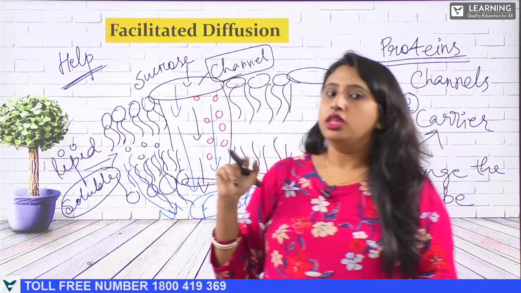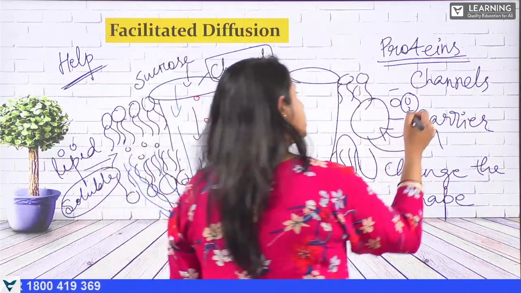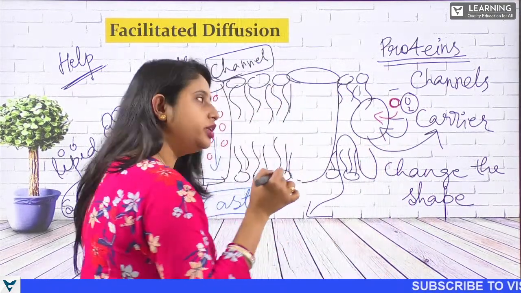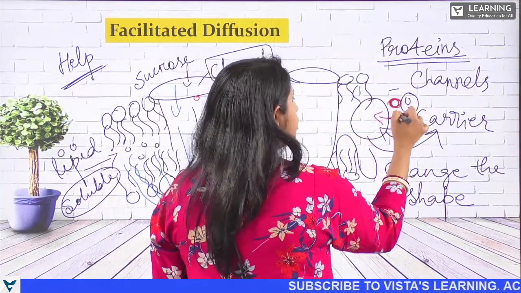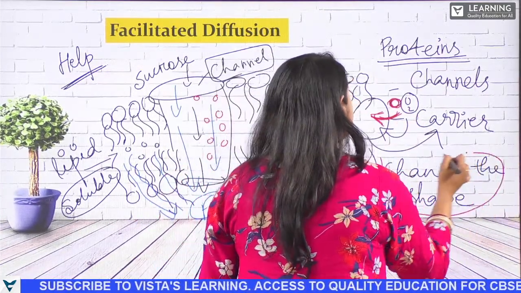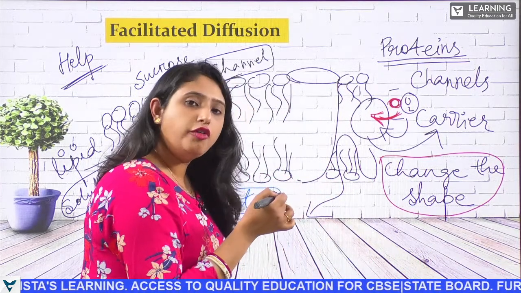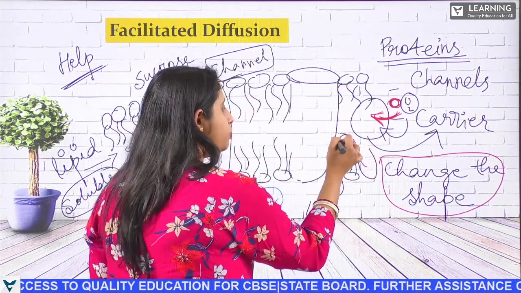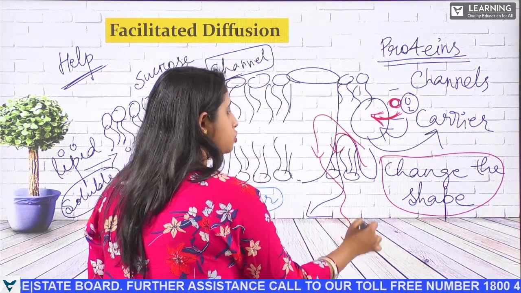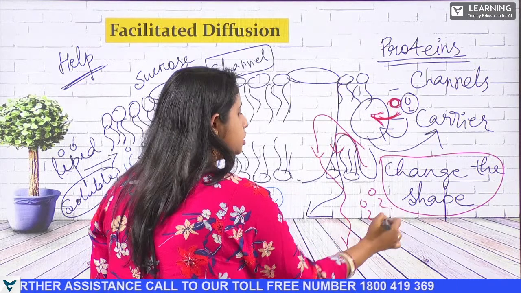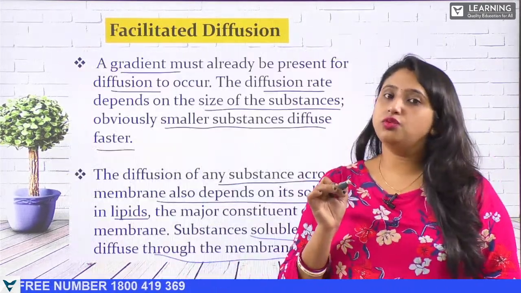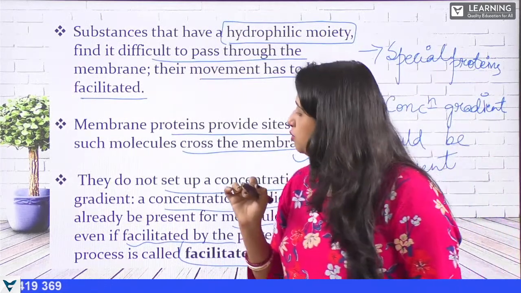What they do is they catch the molecule and take it inside. They will change the shape, and after changing the shape they will send it back to the plasma membrane, and through it the molecule can easily pass. For example, oxygen can easily cross the plasma membrane. So this is what these carrier proteins are, nothing but the porins.